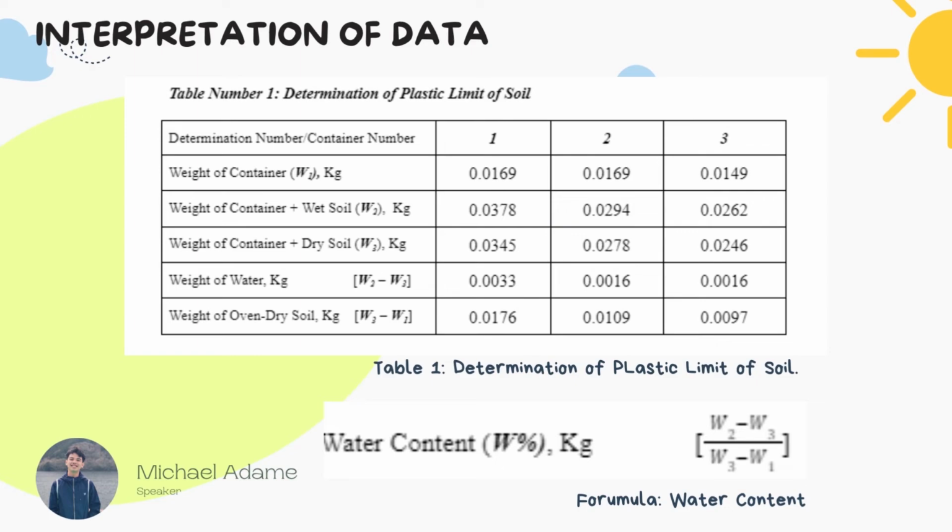In this section, this illustrates the data sheet that was used throughout the experiment, in which these values are interconnected with each other to attain the values of water content and the plastic limit of the soil sample. The formula below is used to attain the water content of the soil, in which it is achieved by dividing the mass of the water by the mass of the oven dry soil sample. Also, always remember to use kilograms.